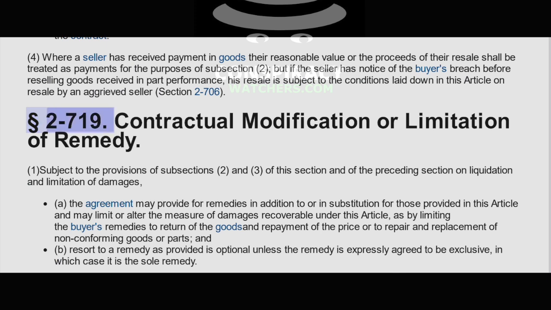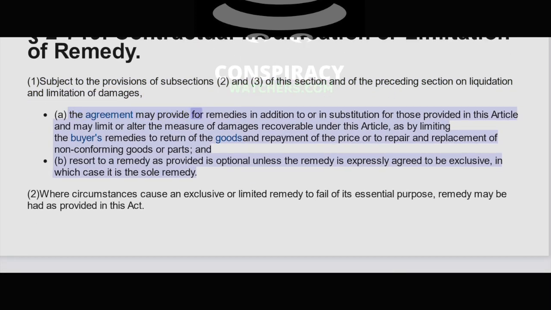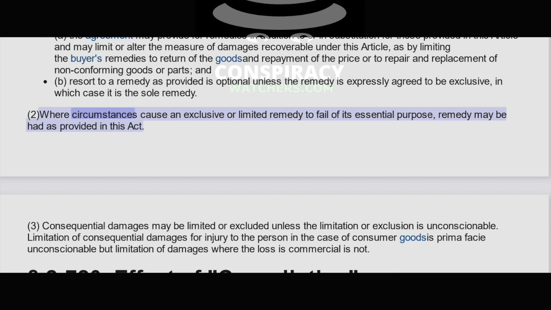Section 2-719. Contractual modification or limitation of remedy. Subject to the provisions of subsections (2) and (3) of this section and of the preceding section on liquidation and limitation of damages, the agreement may provide for remedies in addition to or in substitution for those provided in this article, and may limit or alter the measure of damages recoverable under this article, as by limiting the buyer's remedies to return of the goods and repayment of the price, or to repair and replacement of non-conforming goods or parts; and resort to a remedy as provided is optional unless the remedy is expressly agreed to be exclusive, in which case it is the sole remedy. Where circumstances cause an exclusive or limited remedy to fail of its essential purpose, remedy may be had as provided in this Act.